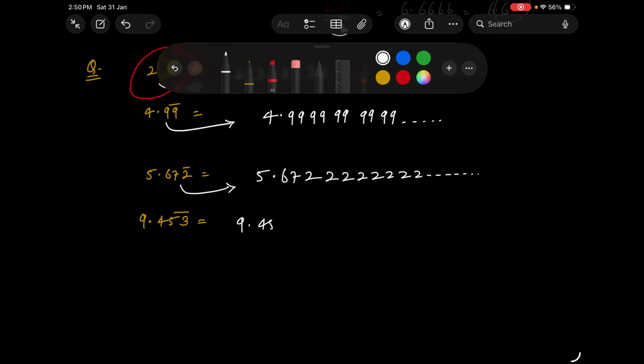Here, write the number as it is. How many numbers have a bar? Only two numbers have a bar, that is 5 3. So drop your answer in the comment box.